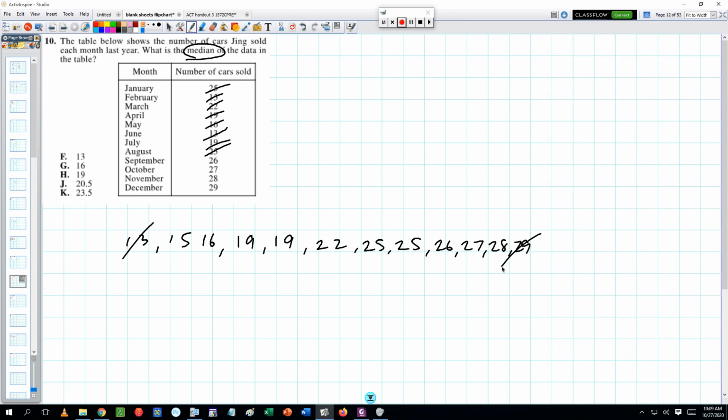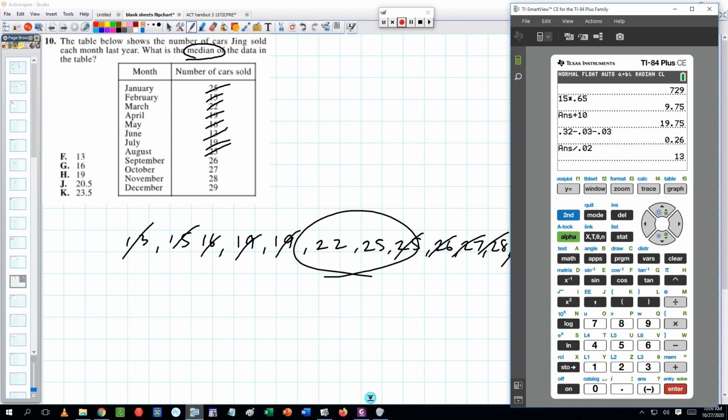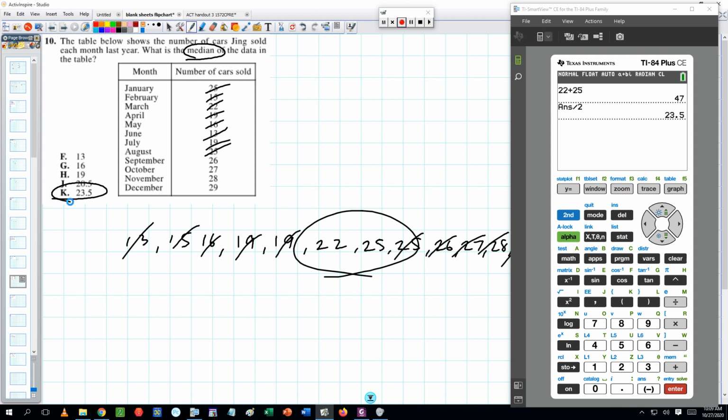Mark off the 29, the 15 with the 28. We have two numbers in the middle, so we'll take those two numbers and average them. 22 plus 25 is 47. Divide that by 2 to average. Our answer is K.